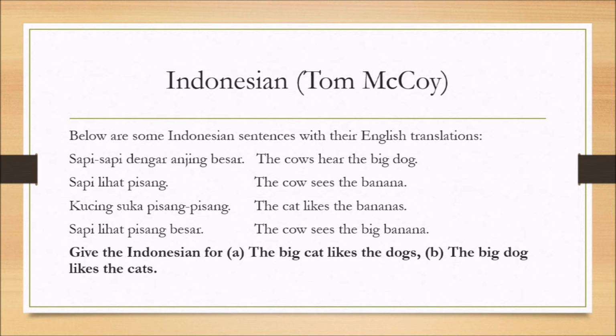One first thing to notice is that the word big appears in two of the English sentences. And there's a word which appears in those same Indonesian sentences. But it's not before the noun, like in English. It's right at the end. So, Indonesian might be one of these languages where the adjective comes after the noun. So the cow sees the banana big rather than the cow sees the big banana. This is actually fairly common.